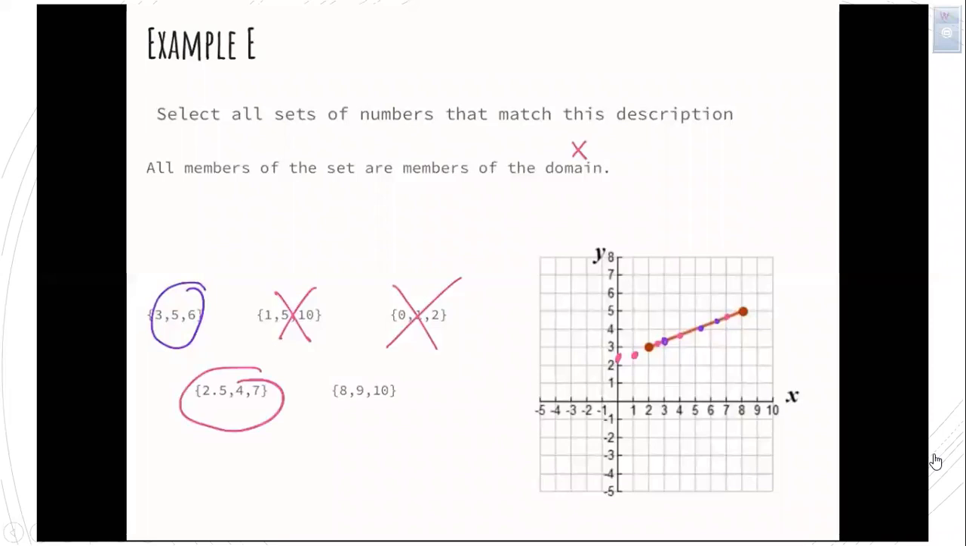8, 9, and 10. 8 is on the line, but 9 and 10 are not, so that is not a correct answer. Again, we were only looking for a domain or X values that fell along that line. If they didn't have all of the values in their set fall on that line, they were not a correct choice. That brings us to the end of this video.